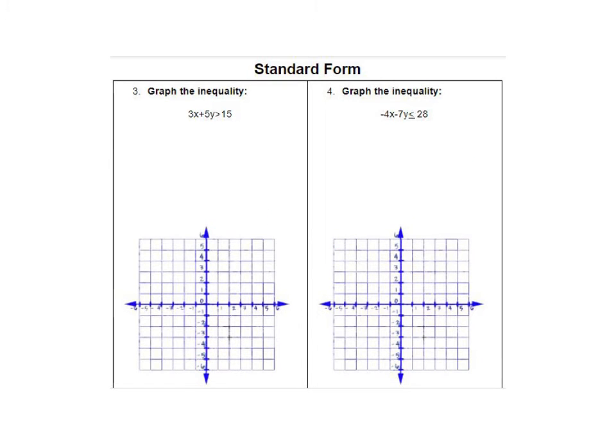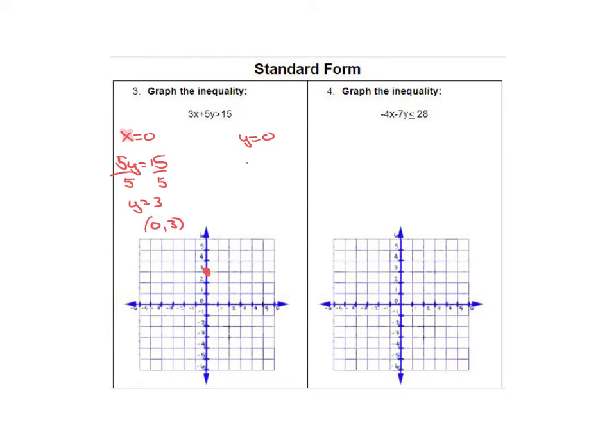When our equations or inequalities start in standard form, this is where we typically want to take a look at finding our x and y intercepts. So what we're looking at is, when does x equal 0? When does y equal 0? So plug in, and 5y equals 15, divided by 5, and y equals 3. So that means we have the point (0, 3) up here.